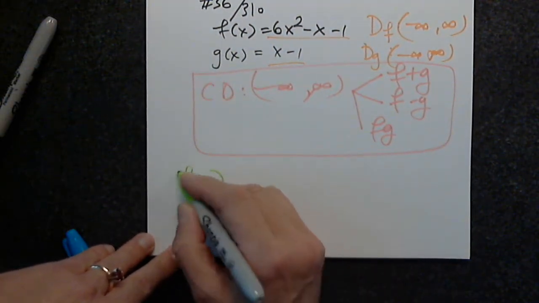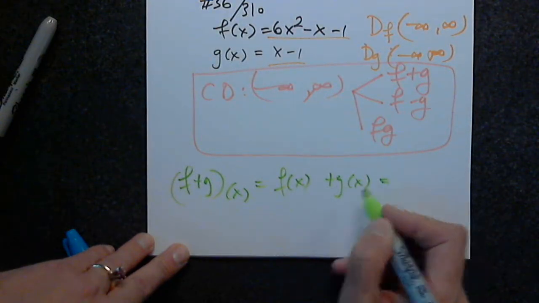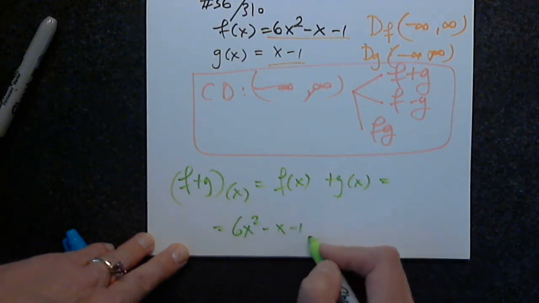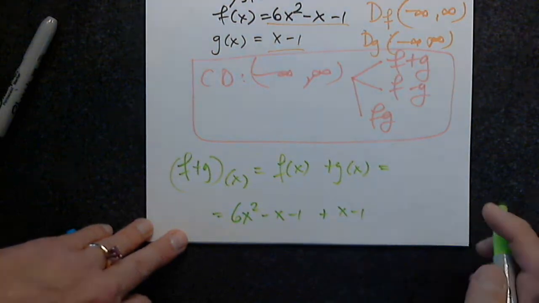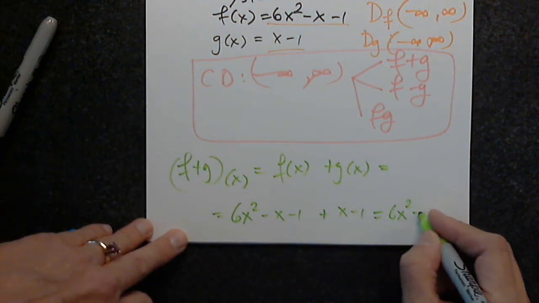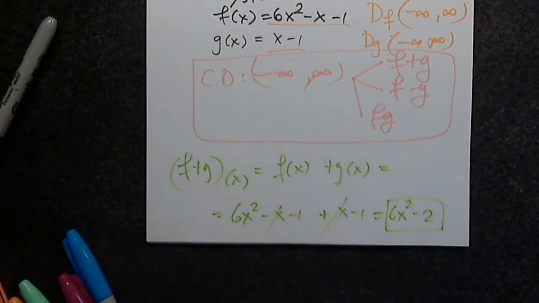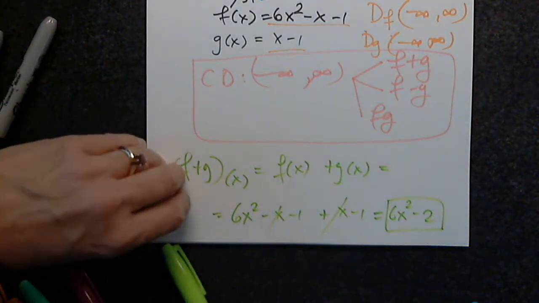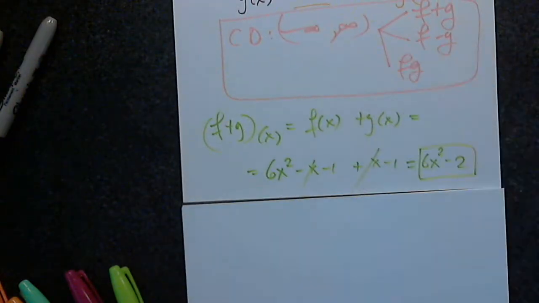So f plus g, by definition, I have to write a definition, is f of x plus g of x. And now I have to replace them. I will replace 6x squared minus x minus 1 plus x minus 1. I have to combine like terms, and I get 6x squared. These two go away, minus 2. So this is a new function that was determined by adding the given functions. It's a totally new function, and we know it was built by adding those two.